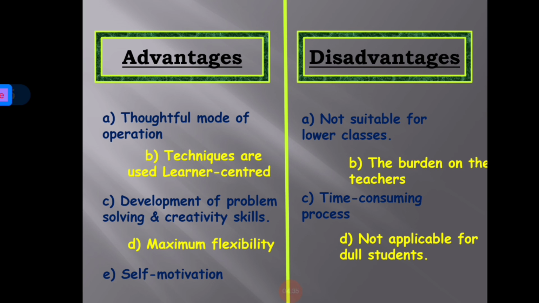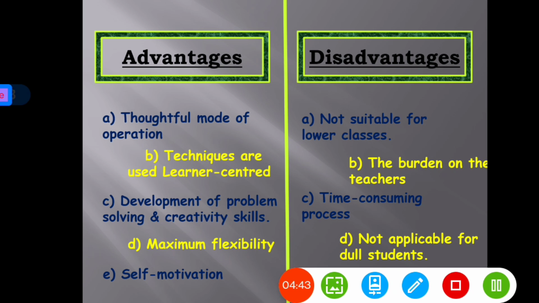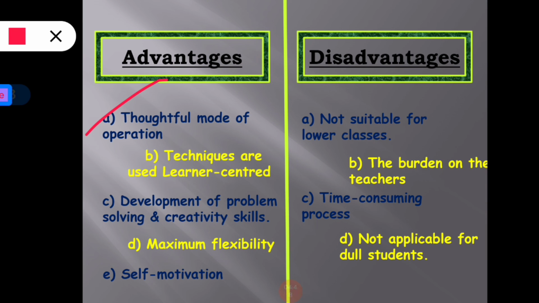Here we can see some advantages and disadvantages of the reflective level of teaching. The first advantage is that it is a thoughtful mode of operation, and we have already covered that earlier. Now going to the second one: techniques used are learner centered. All techniques used in the reflective level of teaching are learner centered, because learners, students occupy the primary position and participate actively in learning.